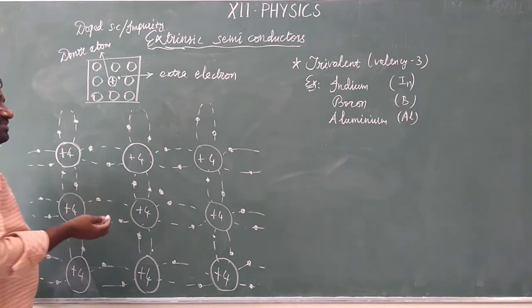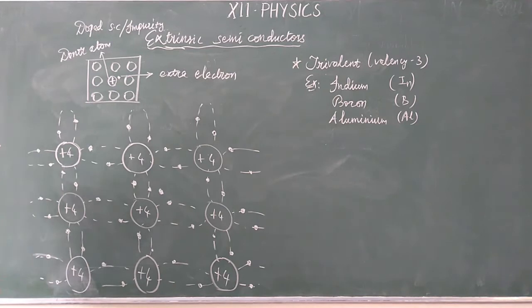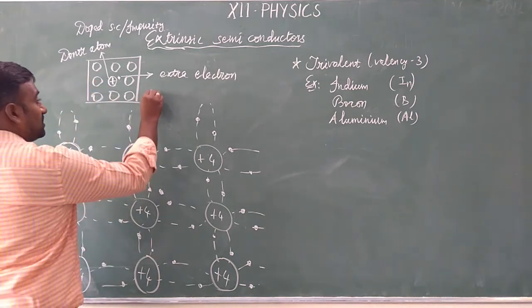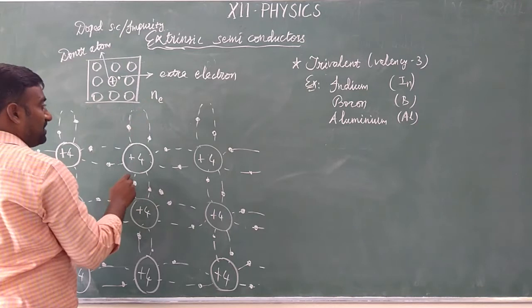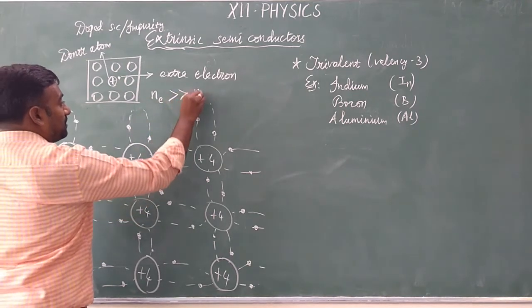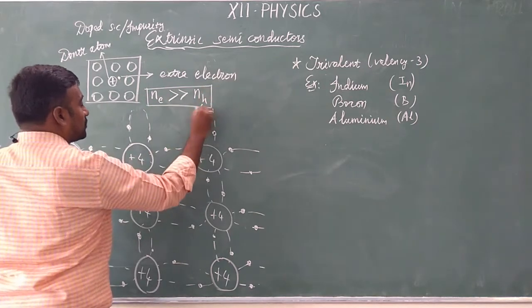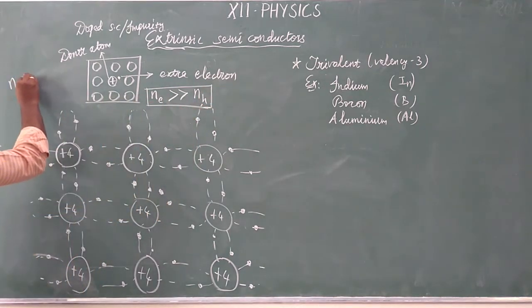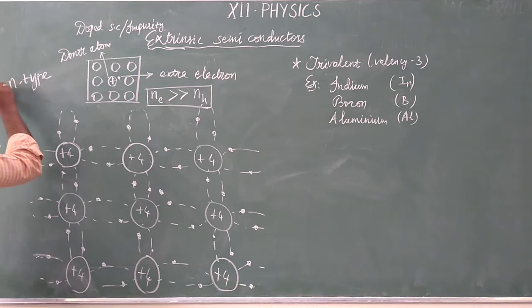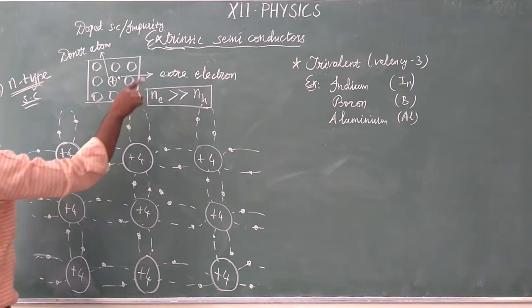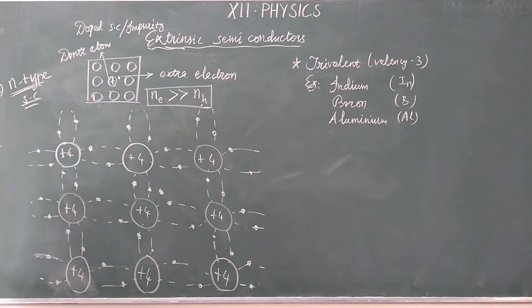Okay. So it does not depend on the heat. Even if a small quantity of heat is there, we cannot alter the number of electrons. So the number of electrons is more in the semiconductor compared to the number of holes. This type of semiconductor is called N-type semiconductor. So in N-type semiconductor, the electrons are majority charge carriers.